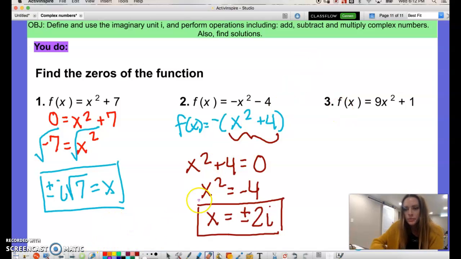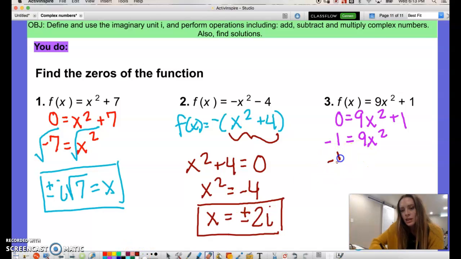All right. For this one, we're going to set it equal to 0. When we subtract 1, we get -1 equals 9x squared. And now we need to divide by 9. So we get -1/9 equals x squared.